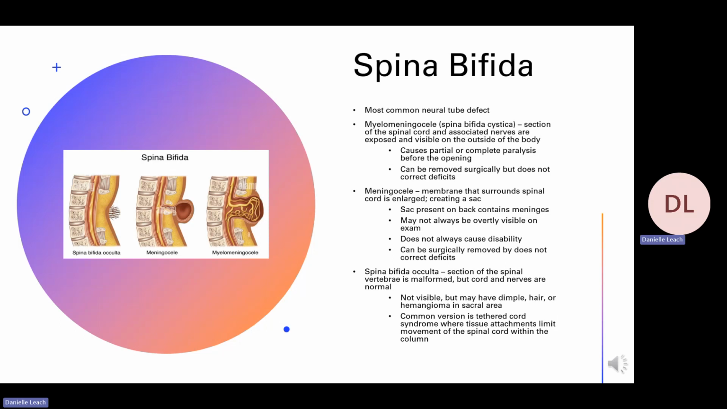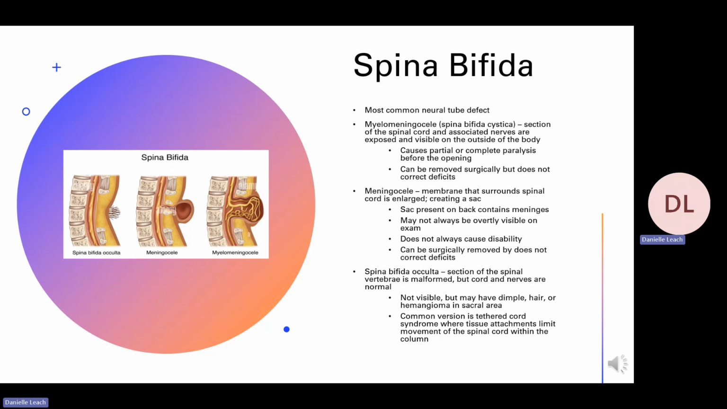The first disorder we are going to talk about is spina bifida. Spina bifida is a type of neural tube defect. It's the most common neural tube defect. Neural tube defects occur in the brain and spinal cord during fetal development. They're thought to be due to folic acid deficiency. That's why it's recommended that all women of childbearing age take folic acid before and during pregnancy.